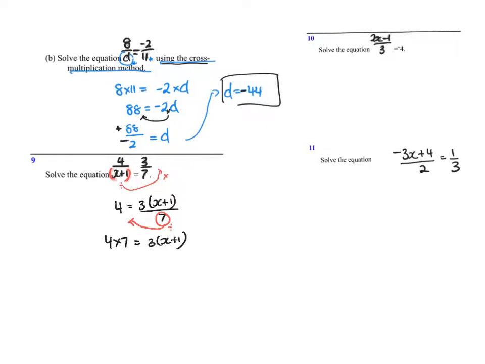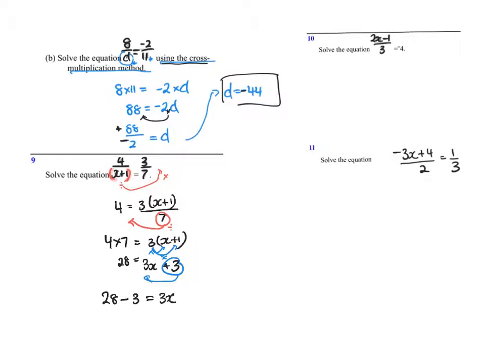So first I'm going to do 4 times 7, which is 28. Then we're expanding, and expanding means we have to times everything outside the bracket with everything inside. So 3 times x is 3x, and 3 times 1 is 3. So let's keep moving now, trying to get the x by itself. So I'll move that over the equal sign.